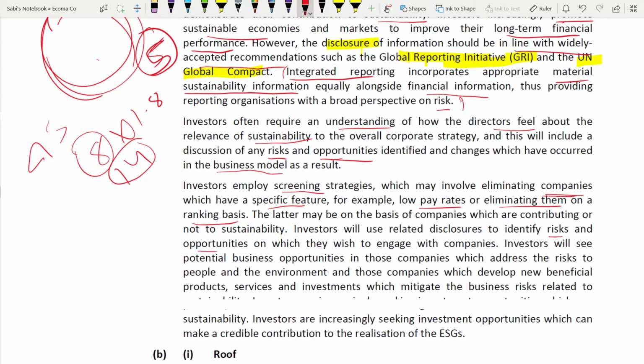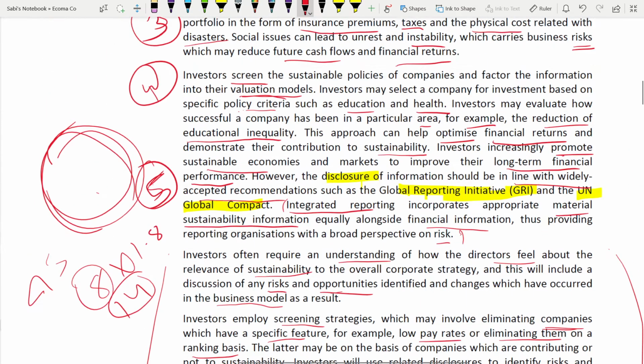Okay, so in short, investors will see business opportunity, number one, in the companies which are sustainable, and see how they are addressing the risk, whether it is relating to people, whether it is relating to environment, everything. So in order to address the risk, are they developing new beneficial products, some green products or services, or any investment which can help to mitigate this business risk, right? So all these things, these two paragraphs, if I see, is just a repetition of the previous points. I think it's not even so much needed.